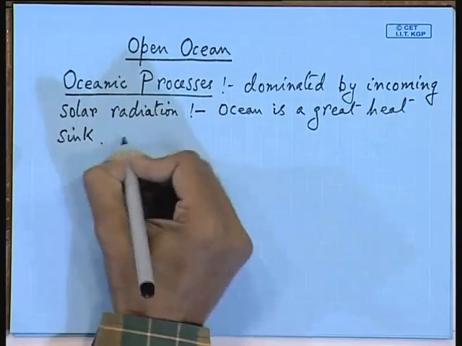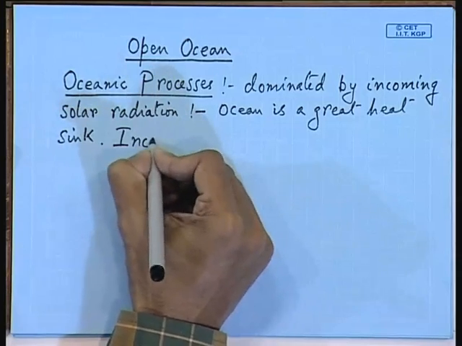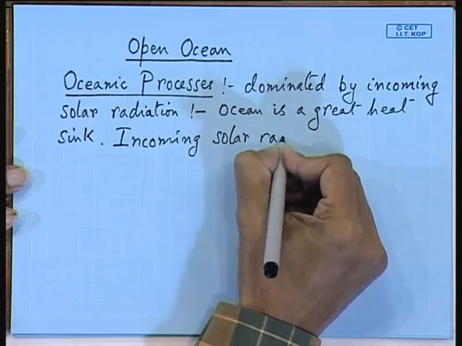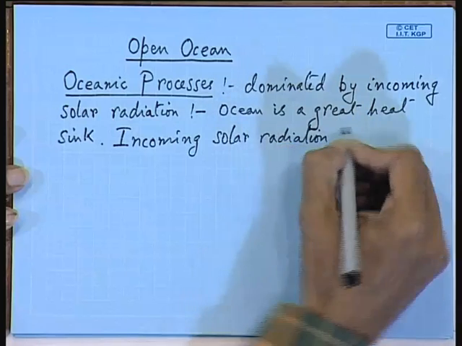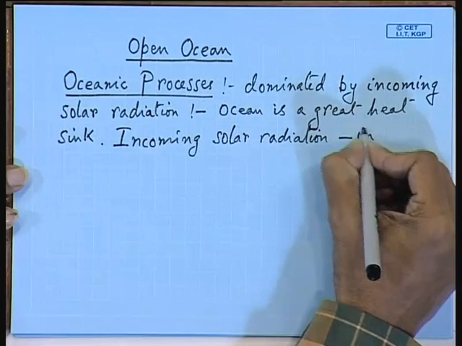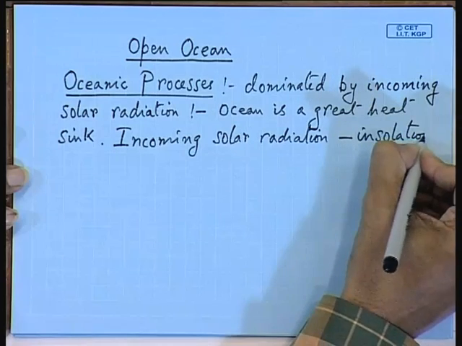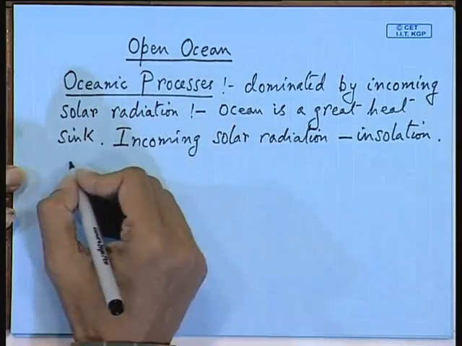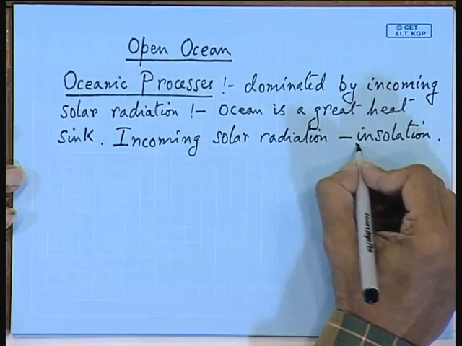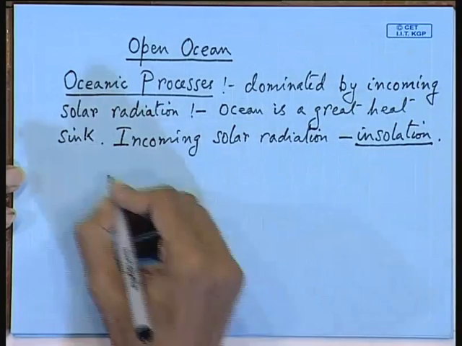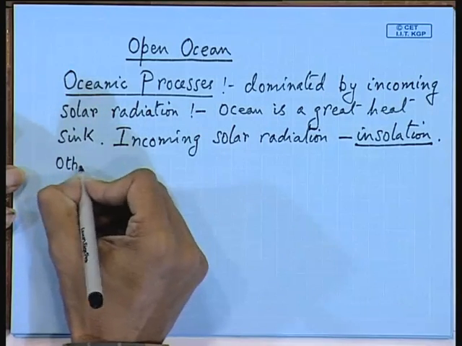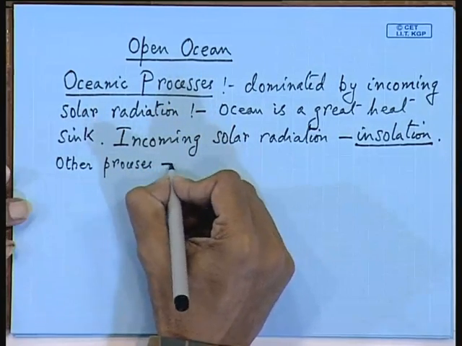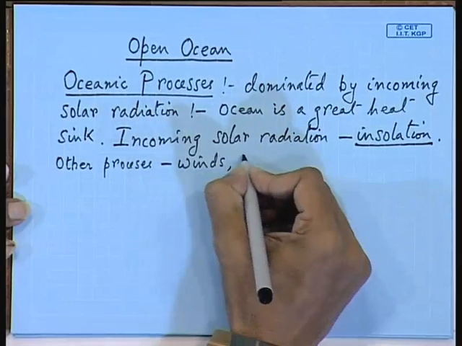Now, this incoming solar radiation is called insolation. The oceanic processes are influenced by heat coming from the sun, that is called insolation. And what are the other processes? Other processes are winds, light and temperature.